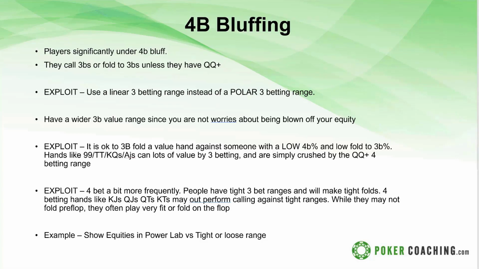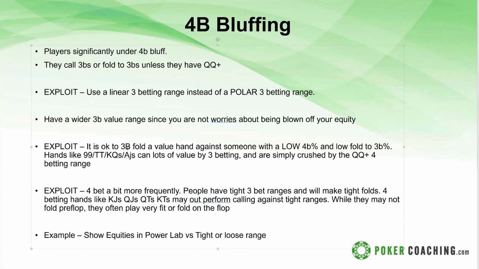So as an exploit, it is okay to 3-bet a value hand against someone with both of these properties, a low 4-bet percentage and a low fold to 3-bet percentage, which is most of the population we're talking about. They have a very low 4-bet percent and a low fold to 3-bet. So they like to call 3-bets and see flops. So hands like 9s, 10s, king queen suited, ace jack suited can gain lots of value by 3-betting and are simply crushed by the queens plus 4-bet range.